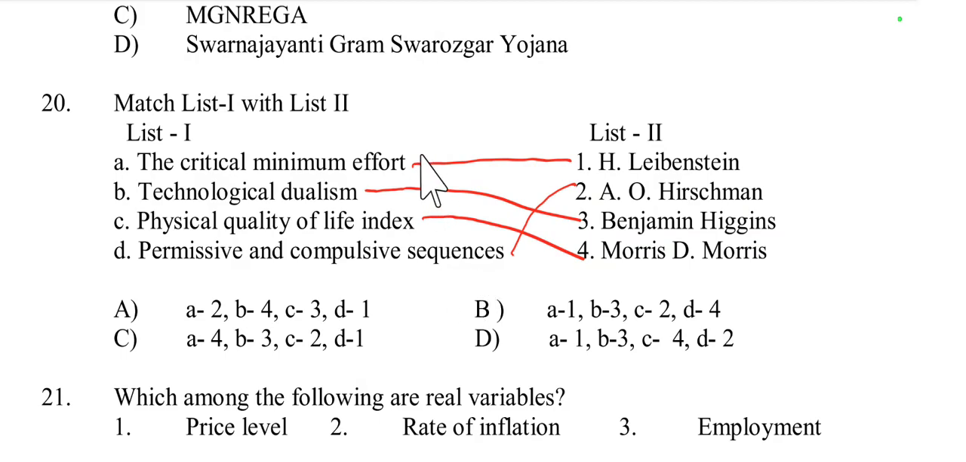Critical minimum effort, Leibenstein; technological dualism, Benjamin Higgins; physical quality of life index, Morris D. Morris; and permissive and compulsive sequences, A. O. Hirschman. So the right option is A1, B3, C4, D2. D is the right option.